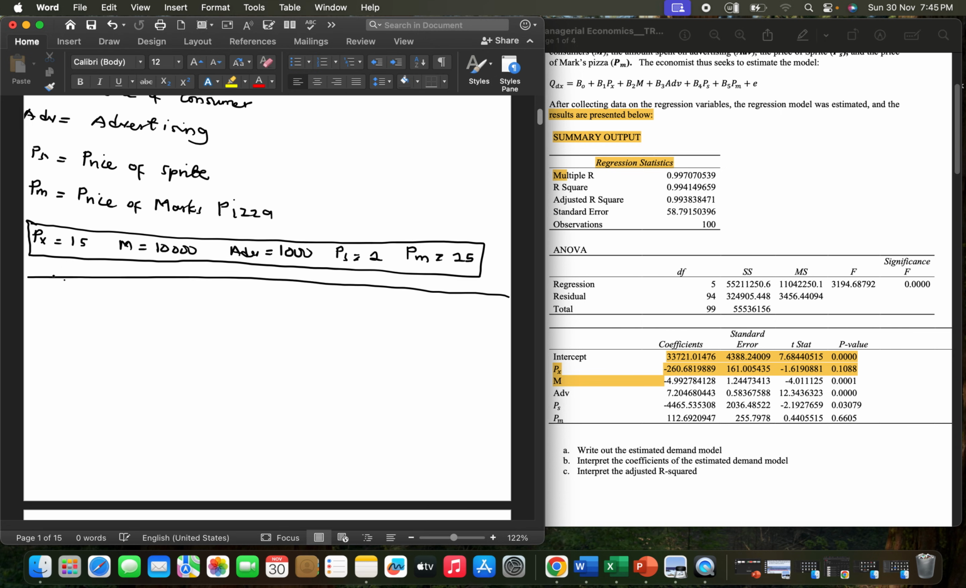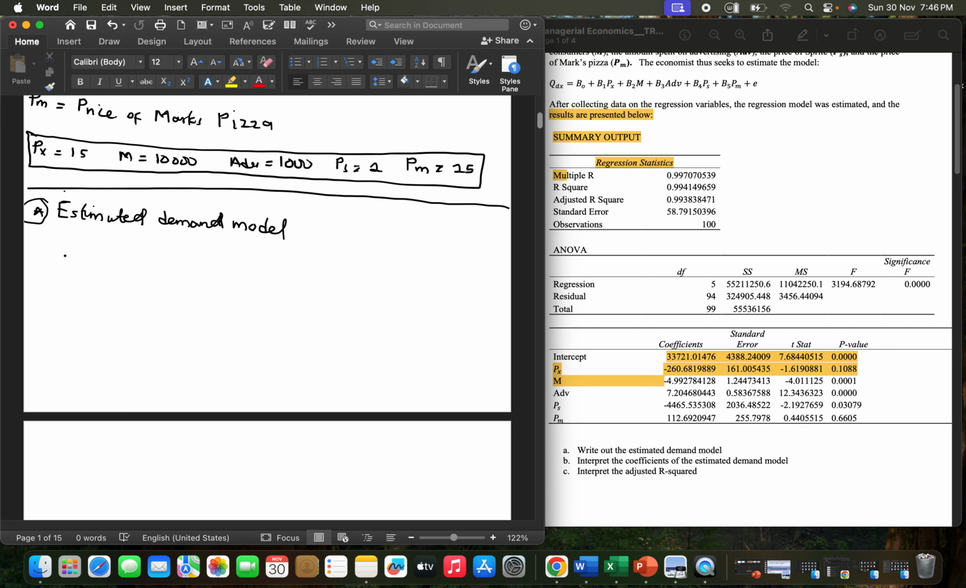I'm starting with the first question, which is the A part: estimated demand model. With the estimated demand model, in the question it was stated that we were given QDX, so let me use it. Quantity demanded, this is QDX. So now we are about to form our equation.